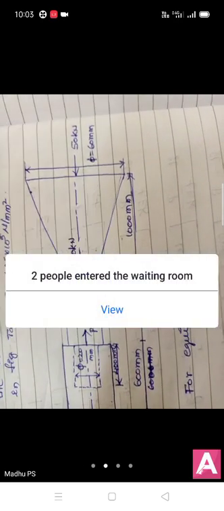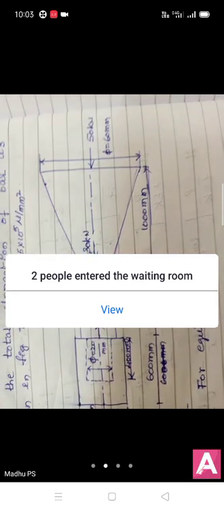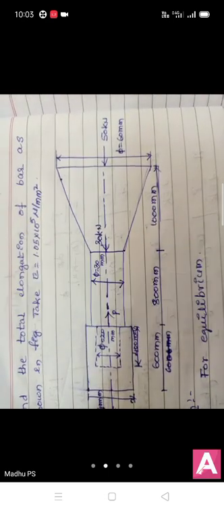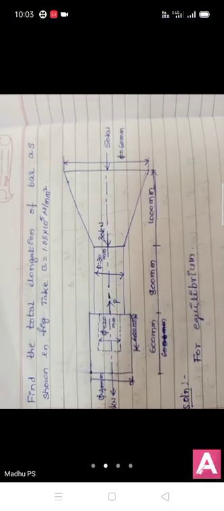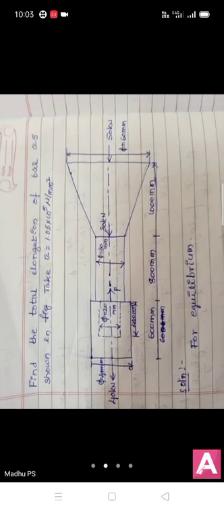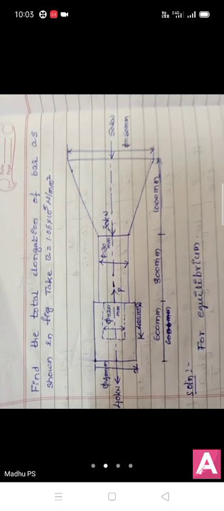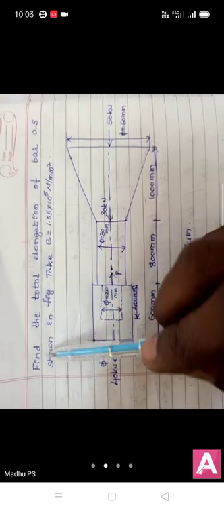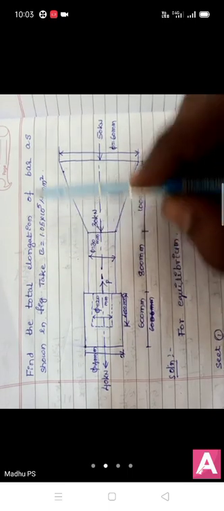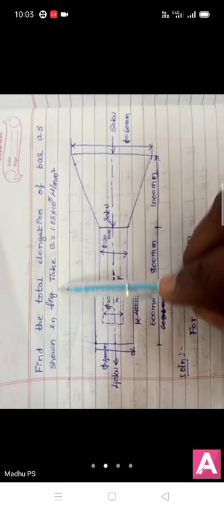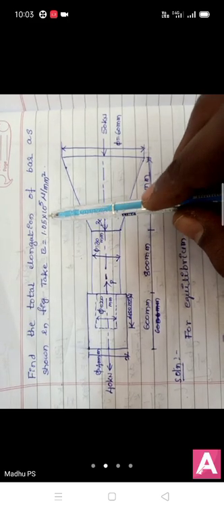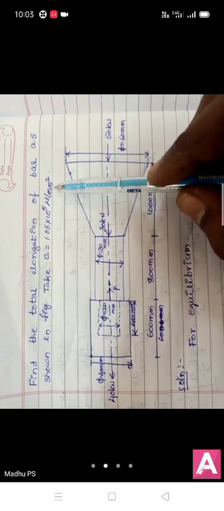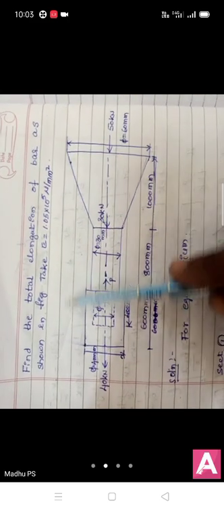So now I am going to solve another problem which is related to the principle of superposition. So this is the problem definition as well as the sketch. The problem definition is like this: find the total elongation of the bar as shown in the figure. Take E is equal to 1.05 into 10 raised to 5 Newton per mm square. So this is the sketch given here.